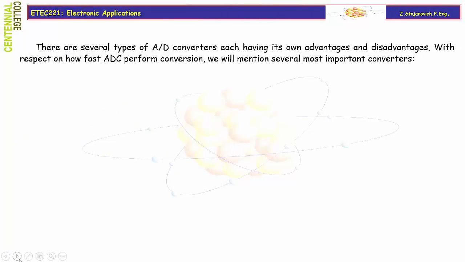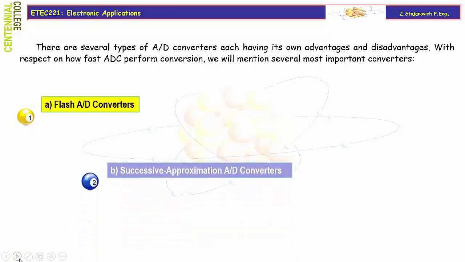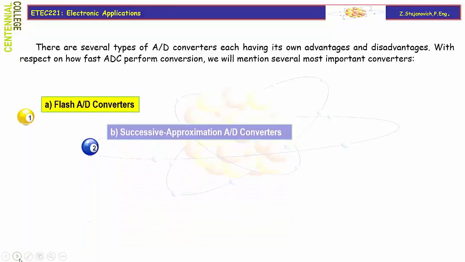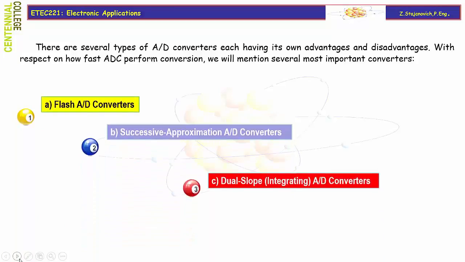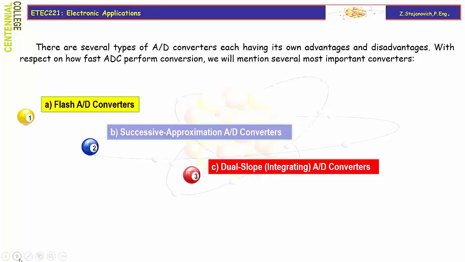There are several types of analog-digital converters, each having its own advantages and disadvantages. With respect to how fast analog-digital converter perform conversion, we will mention several most important converters. Flash analog-digital converters as the fastest one, successive approximation analog-digital converters, dual slope or integrating analog-digital converters, and counter-type analog-digital converter.